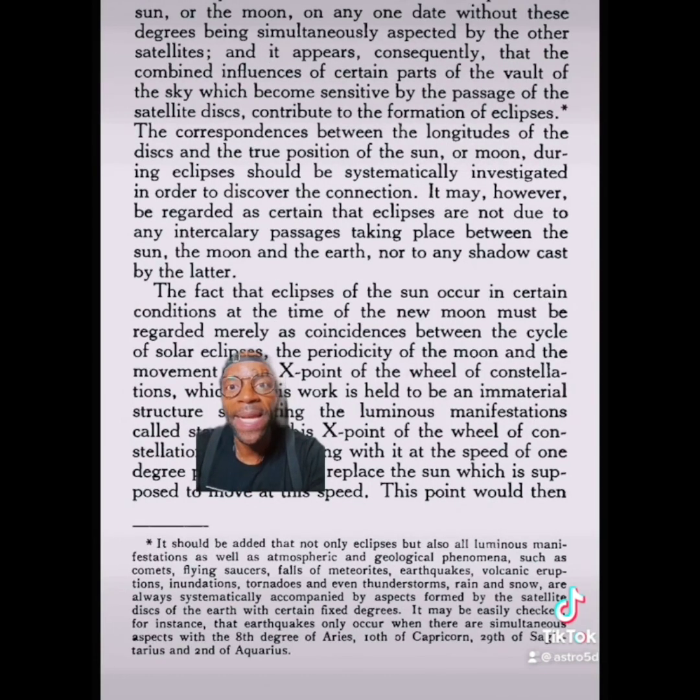There cannot be an eclipse of the sun or moon on any one date without these degrees being simultaneously aspected by the other satellites. So certain degrees and positions have to happen in order for these UFOs to be spotted, these meteors to go off, these comets to go off. And when I say comets or meteors, I'm referring to the luminary disks that are emitting from the firmament.